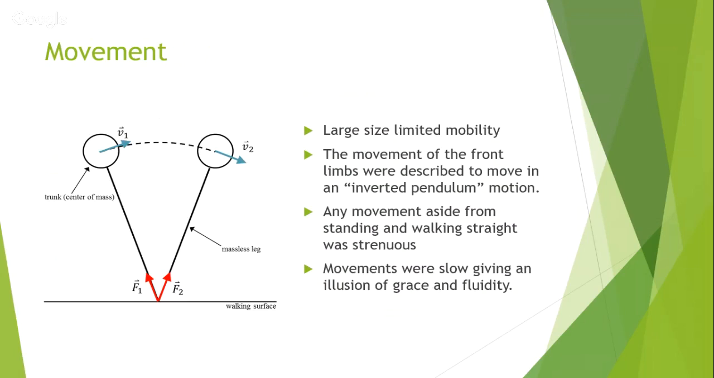Unfortunately, due to its very large size, its mobility was severely hindered. Any movement aside from standing and walking straight was very strenuous on the Brachiosaurus, and it took them a long time to be able to make turns. Its movement is predicted to have been very slow, giving off an illusion of grace and fluidity. The movement of the front limbs is often described as an inverted pendulum motion, which you can kind of see in this picture over here.